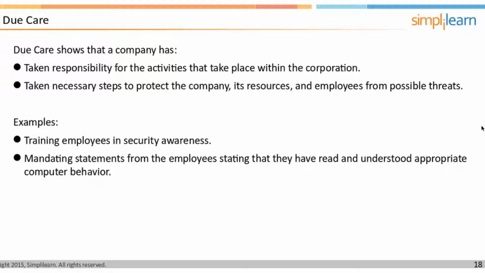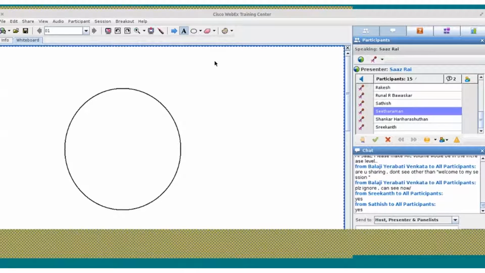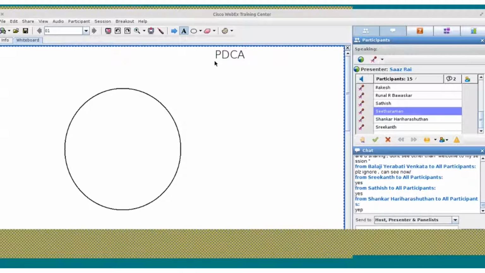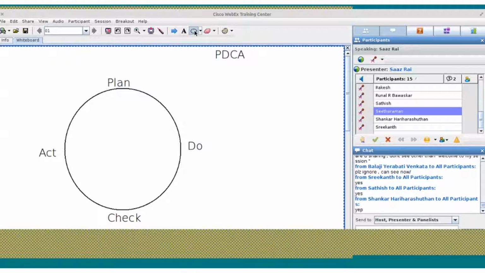Okay. Let me just share. Just hold on. Let me share this. Okay, I'm sharing my whiteboard. Let me know if you're able to see this. You have something called a PDCA cycle. What does PDCA stand for? Plan, do, check, act. What's it also known as? The Deming cycle. Right. So what do you think in this case are your due diligence activities? Plan and check.